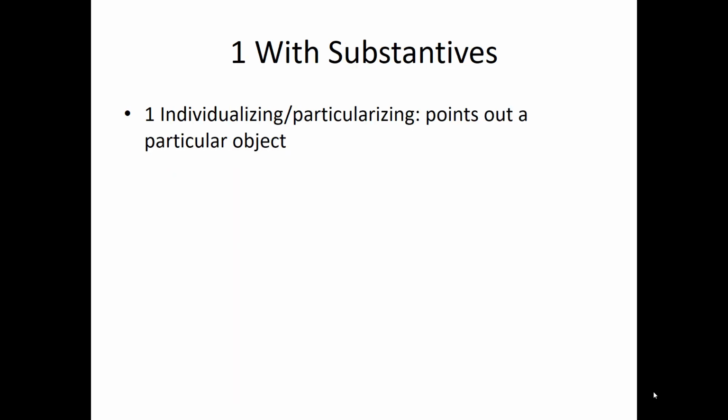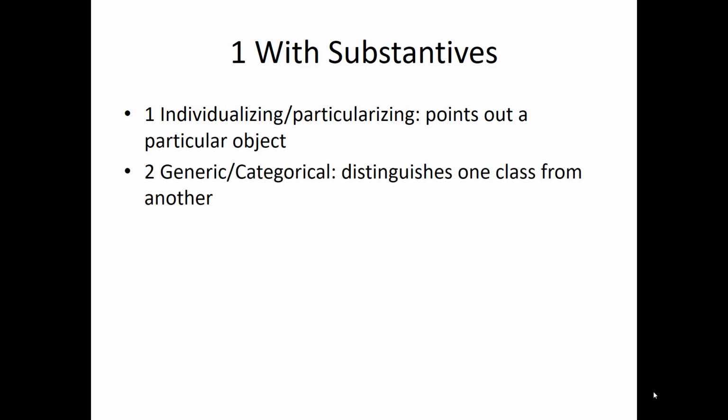So under the heading of the article with substantives, which is the main thing that we're going to look at, we have 2 big categories. We have one category called individualizing or particularizing. This is where the article points out a particular object, and we're going to have a bunch of subcategories here. The second one, you could call it generic or categorical. Here it puts something as a representative of a class. We're not talking about one object versus another object, but we're talking about a whole class, such as the class of Gentiles or tax collectors. We'll see some examples along those lines.